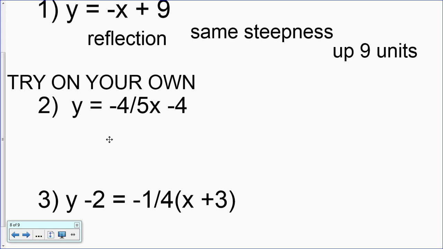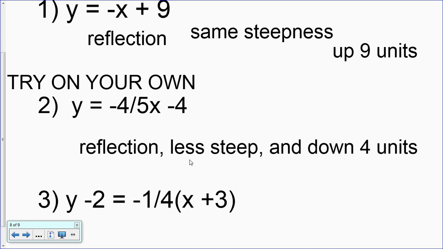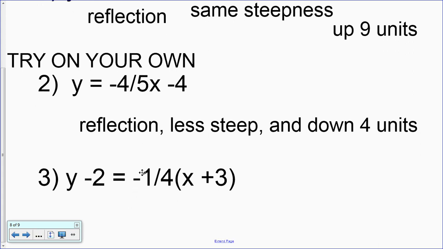Okay, so number 2, we've got a negative, we've got a fraction that's less than 1, and we went down 4. So it is a reflection. 4/5 is less than 1, so it's less steep, and it went down because it's -4, down 4 units. Okay? 3, you probably wanted to change this into slope-intercept form so you could see it. So you really should have had y equals negative 1/4 x plus 1.25. I think that's what it should be.